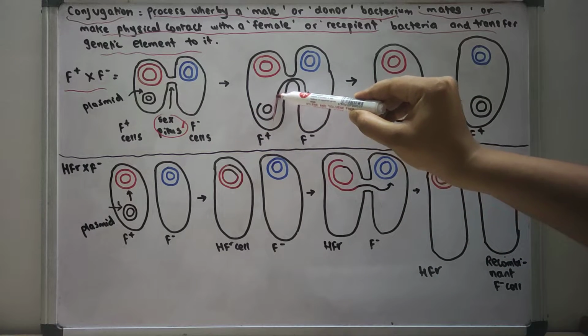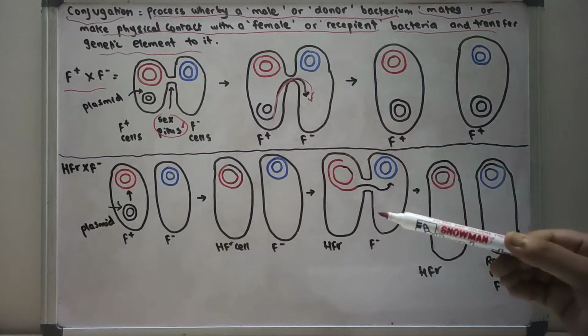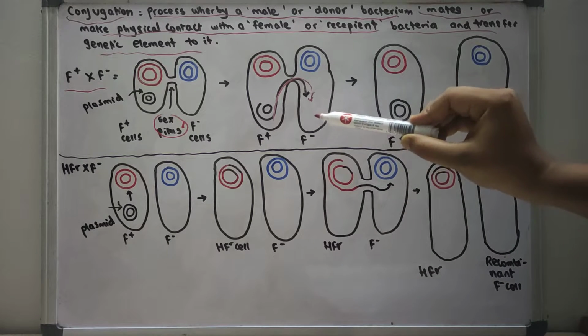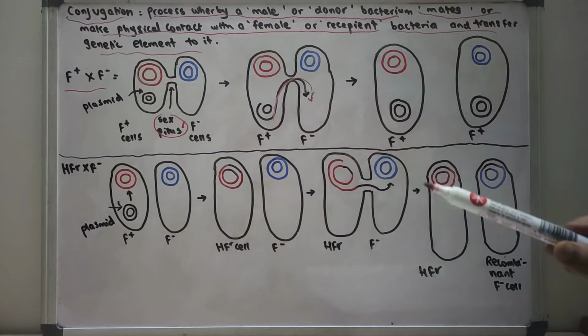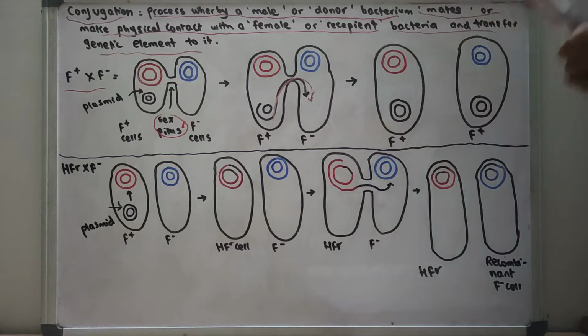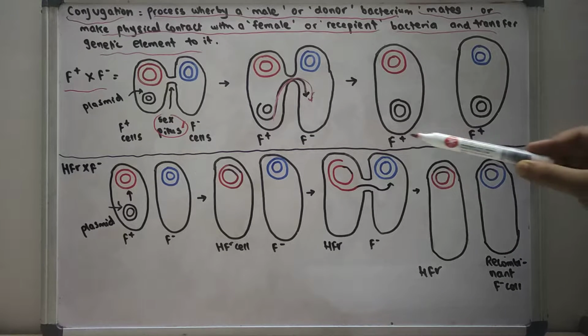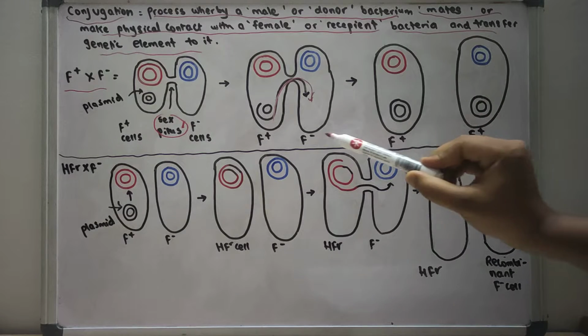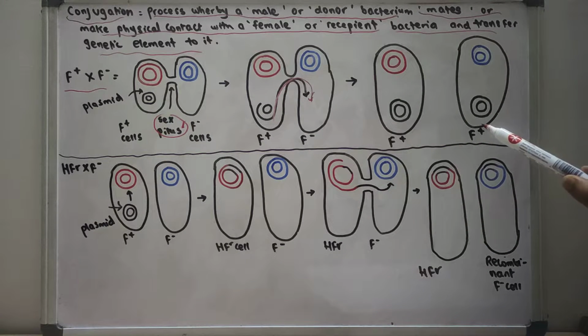You can see these plasmids move into the F minus cells, and after the incorporation of the F plus cell's plasmid into the F minus cell, the F minus cell becomes an F plus cell because this plasmid is acquired from the F plus cell. So at the end of the F plus and F minus conjugation, the F minus cell has the plasmid, so it becomes an F plus cell.